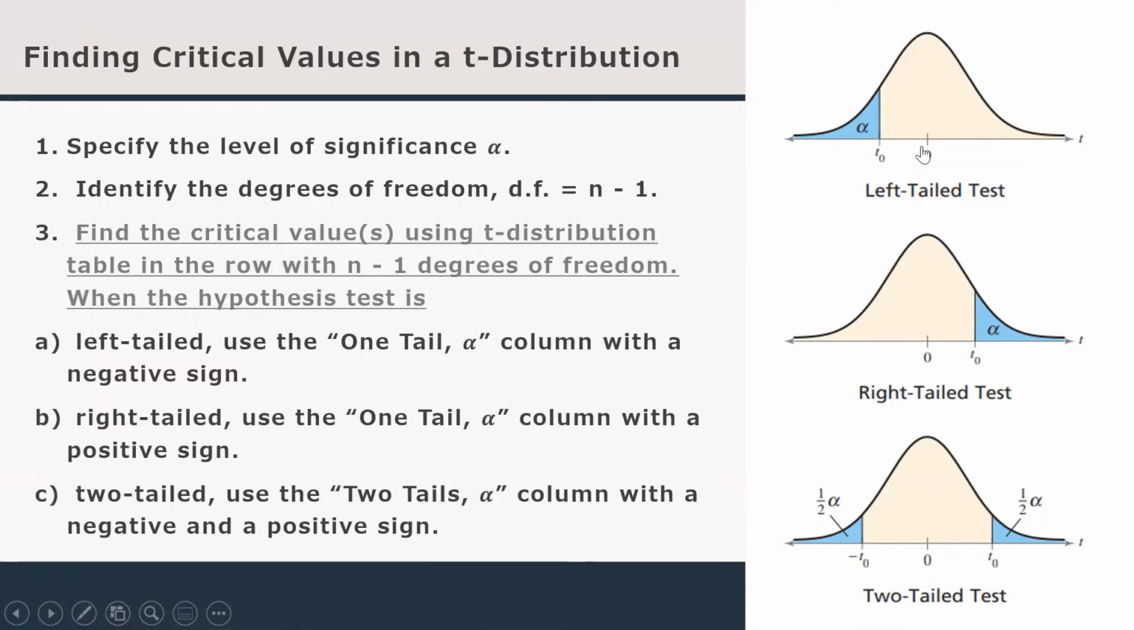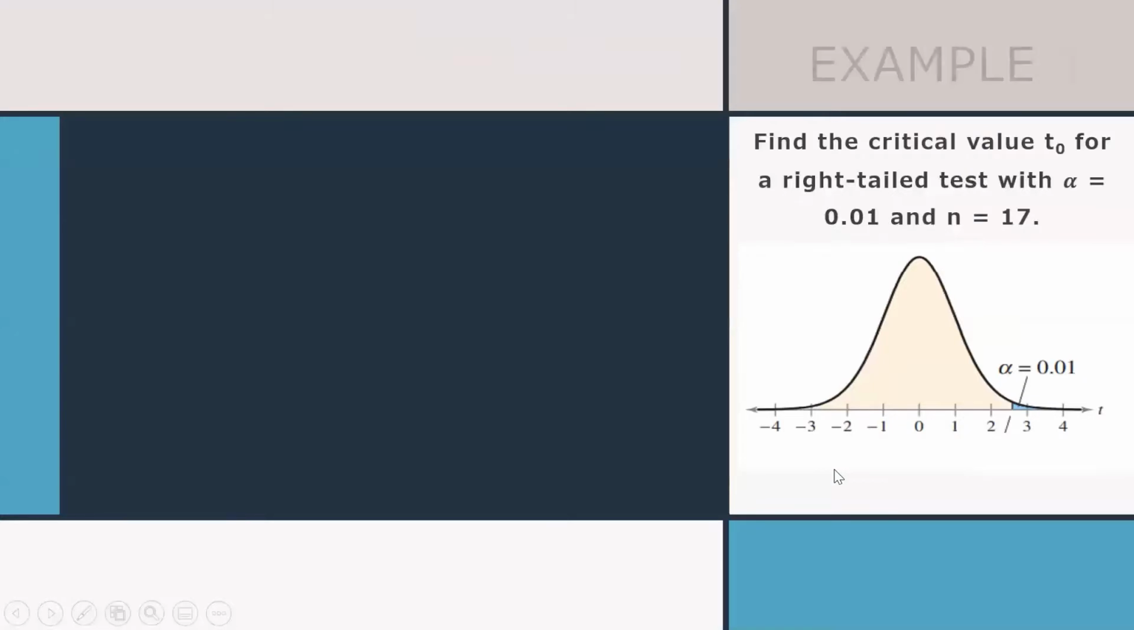The rejection region for the left-tail test is at the left of the critical value. The rejection region for a right-tail test is at the right of the critical value, and the rejection region for the two-tail test is at the left of the negative critical value and at the right of the positive critical value. So let's have the following examples.